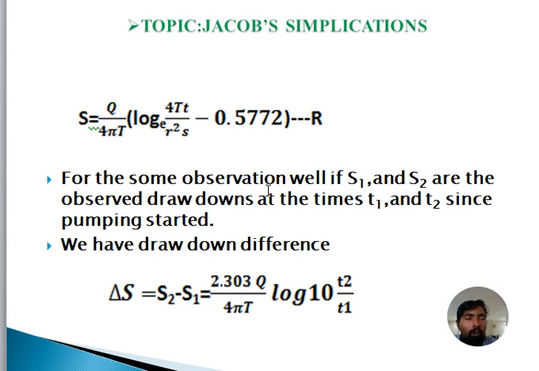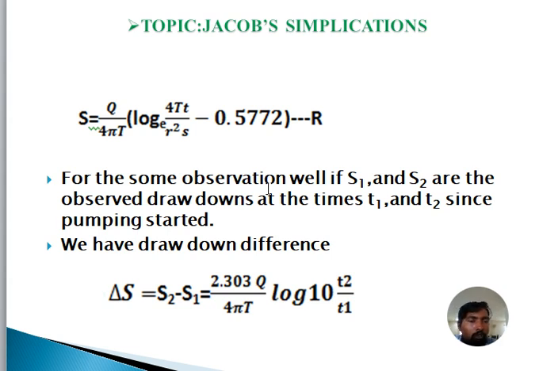That is mathematically represented as 2.303 Q by 4 pi T log 10 T2 by T1. According to Jacob's implication, the equation is s equal to Q by 4 pi T log e 4Tt by r squared S minus 0.5772. This 0.5772 comes from the Theis equation.